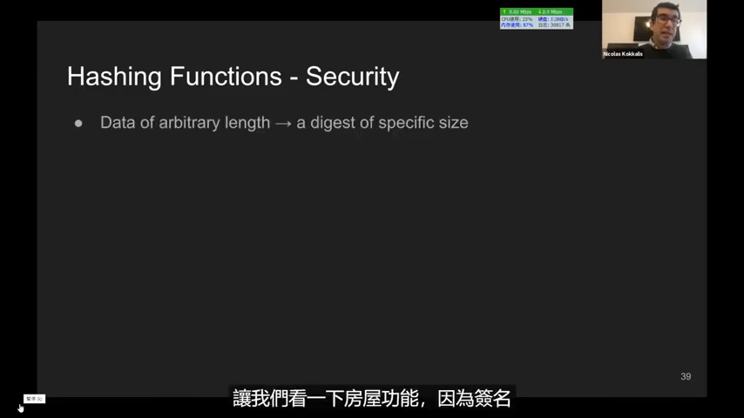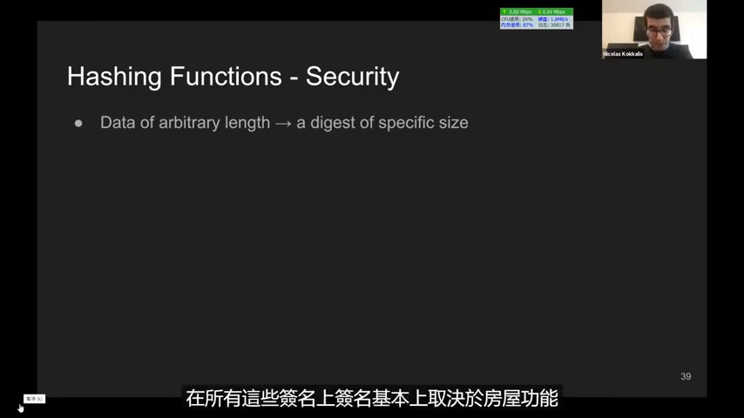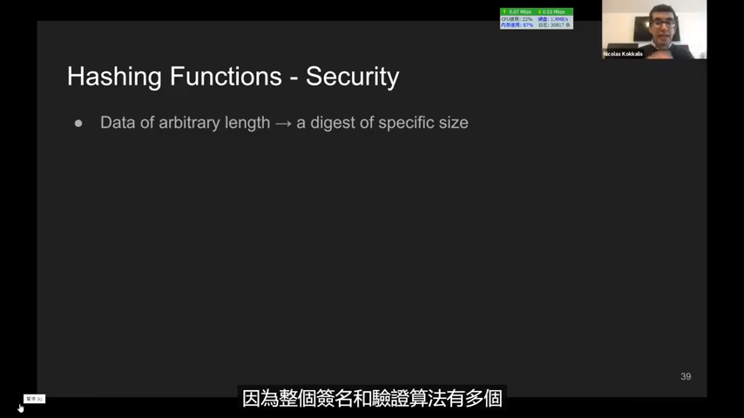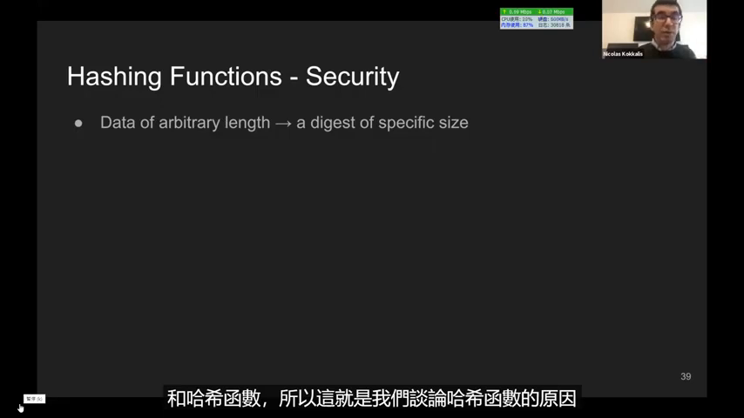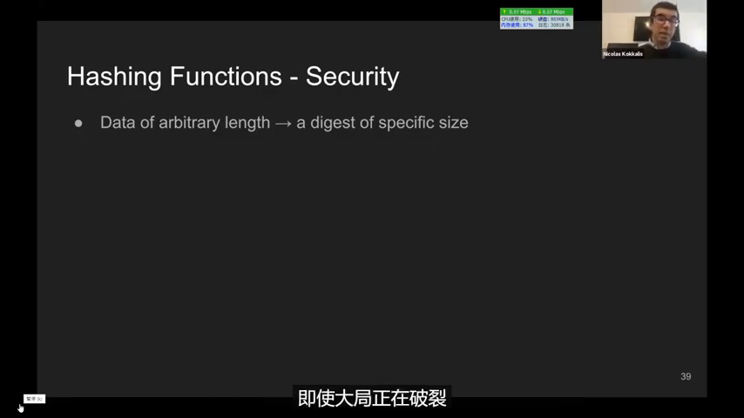Let's look at hashing functions, because signatures and signing all essentially depend on hashing functions. The whole signing and verifying algorithm has multiple steps, but some of these steps include hashing. So that's where a big bottleneck of cracking this whole thing would be: cracking a hashing function. That's why we're talking about hashing functions, even though the bigger picture is cracking a signature.